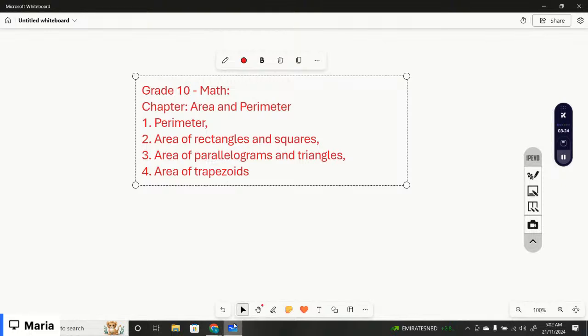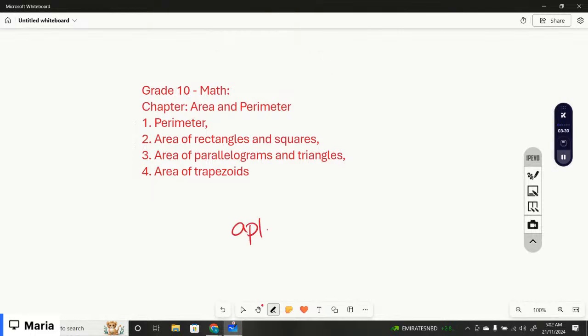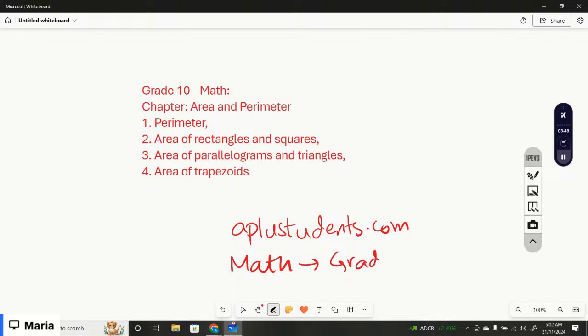You can find all the lessons on aplusstudents.com. You have to log in there using your email address and password as provided by the administrator. Then you have to select math from the subject tab. Scroll down to grade 10 math and then click on view all lessons. There you can find a list of the chapters. We're going to start with the chapter area and perimeter.